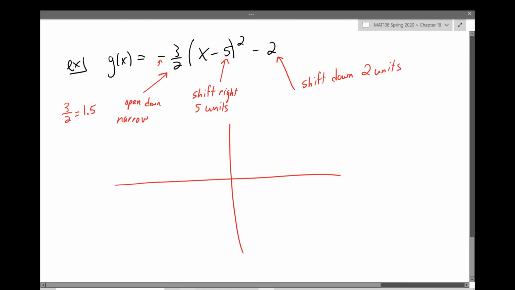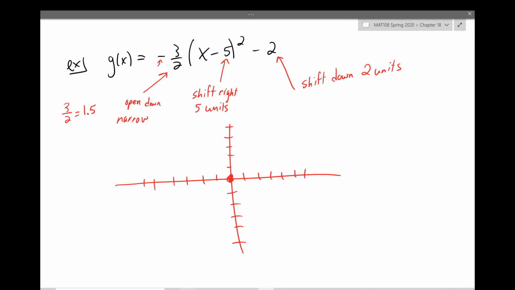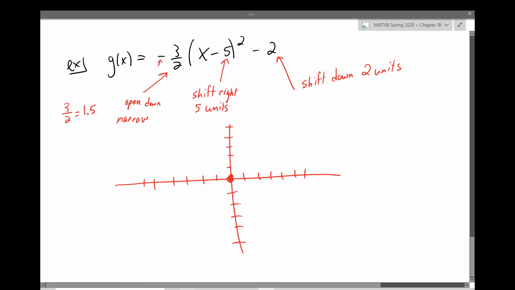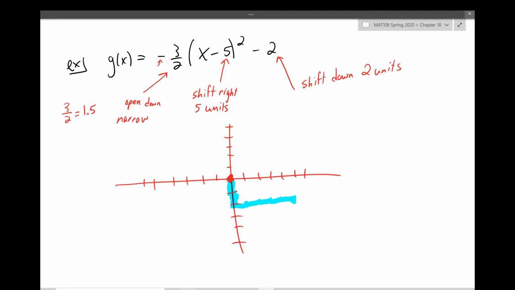So let's graph it now. 1, 2, 3, 4, 5, 6. 1, 2, 3, 4, 5. Okay, whatever. So here we go. Start off at that vertex. Now I'm going to get out my highlighter so you can see my moves. I'm going to shift down 2 units. So there's 1, there's 2. I'm going to go to the right 5 units: 1, 2, 3, 4, 5. So there's my vertex right there.